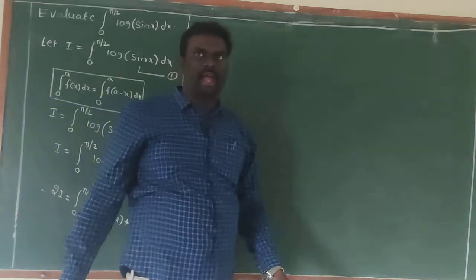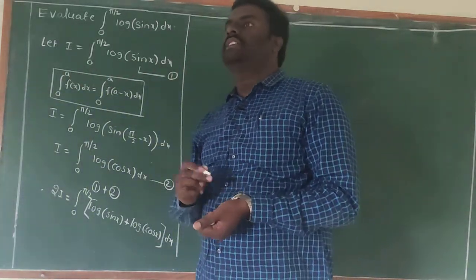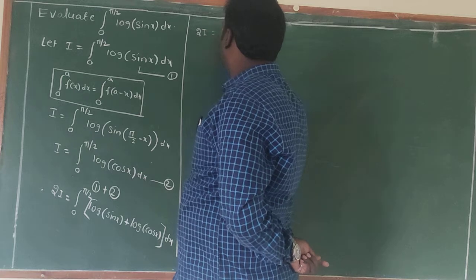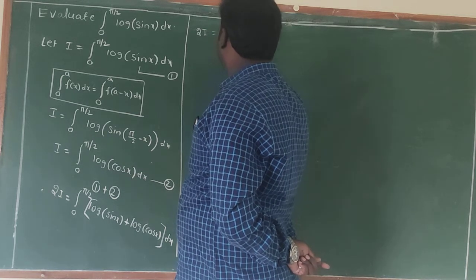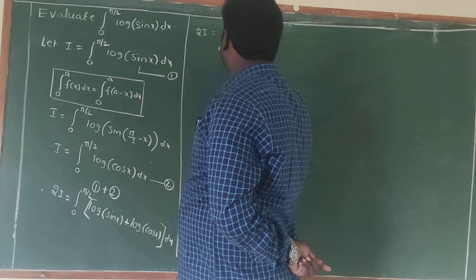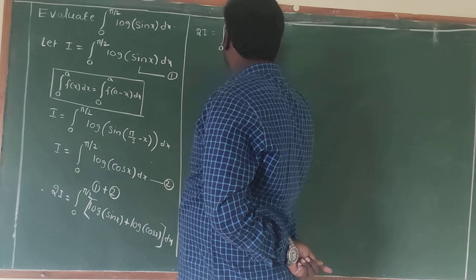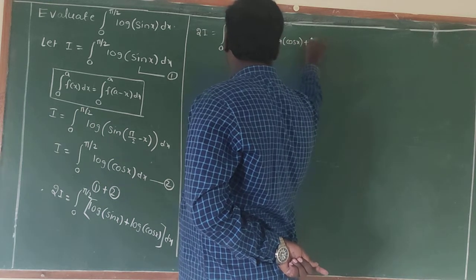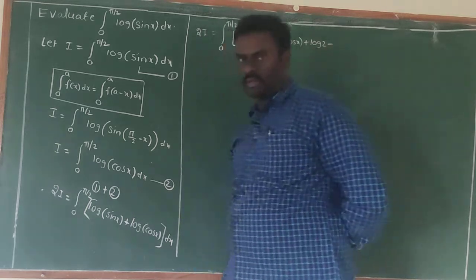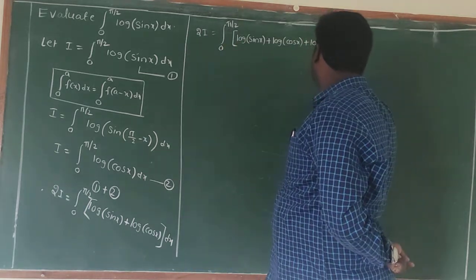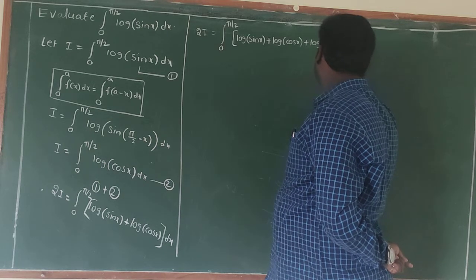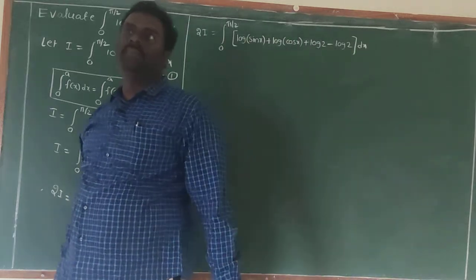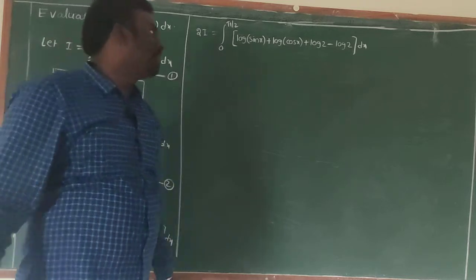For this I am adding and subtracting log 2. Now 2I is equal to integral 0 to pi by 2 of log sin x plus log cos x plus log 2 minus log 2. One log 2 is added, one log 2 is subtracted. In place of these three, log a plus log b plus log c can be written as log abc.